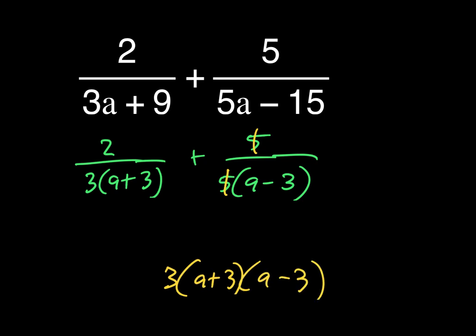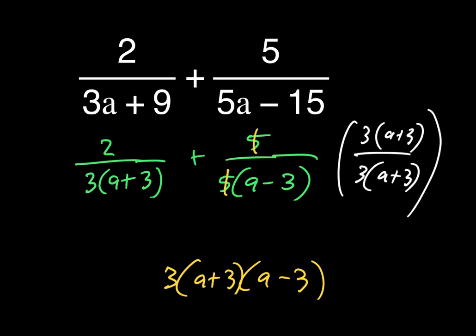Which means my expression on this side, in order to get the a minus 3, well, that's already in the denominator, so it doesn't need any more. But this one needs an a plus 3 and a 3. So this will multiply by 3, a plus 3 over 3, a plus 3. This one, well, it's already got the 3 and the a plus 3. It only needs the a minus 3.